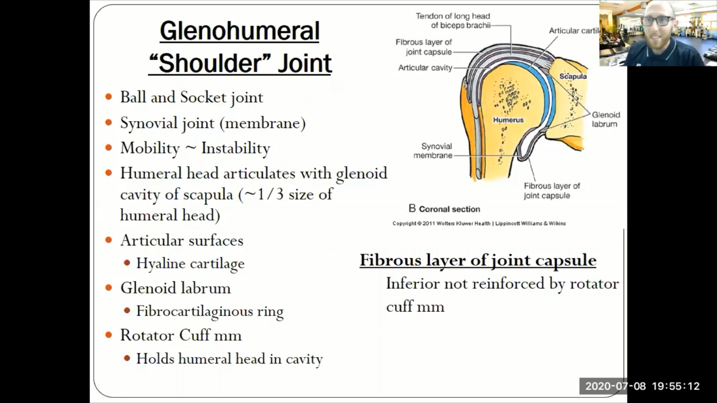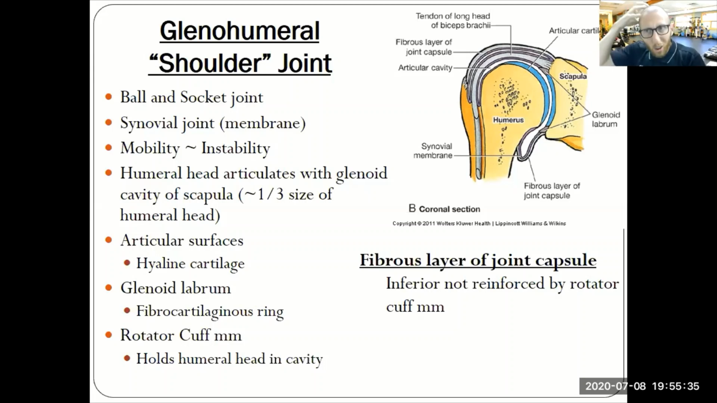But that's awesome for the shoulder because we need to be able to move our hands, move our arms all over the place. That's the mobility we need. But with increased mobility, you have decreased stability. I've got movement, but there's not a ton of things holding it in place as compared to other joints.